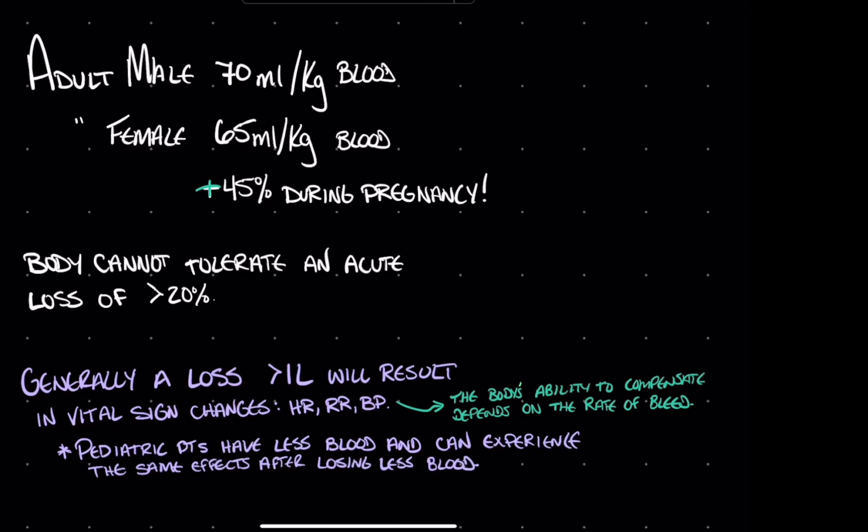So I have the pediatrics. I do. Okay. So it says the body can tolerate an acute loss of blood of about 20%. So if you look at a 100 kilogram male based on these calculations, you're looking at about 7 liters of blood, or 7,000 milliliters. 20% of that would be about 1,400, right?